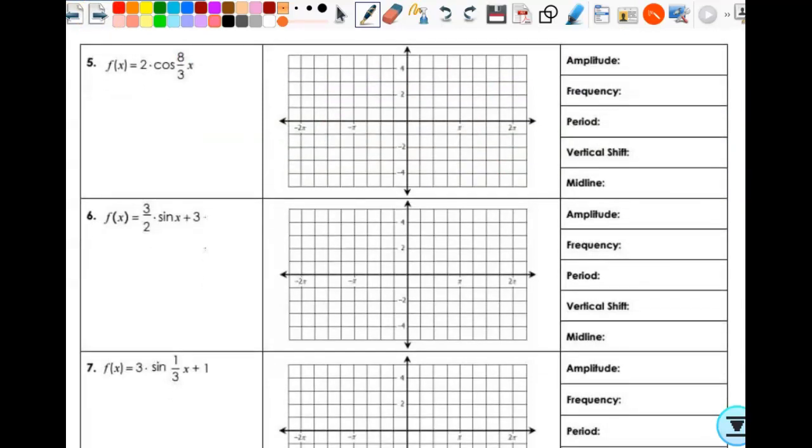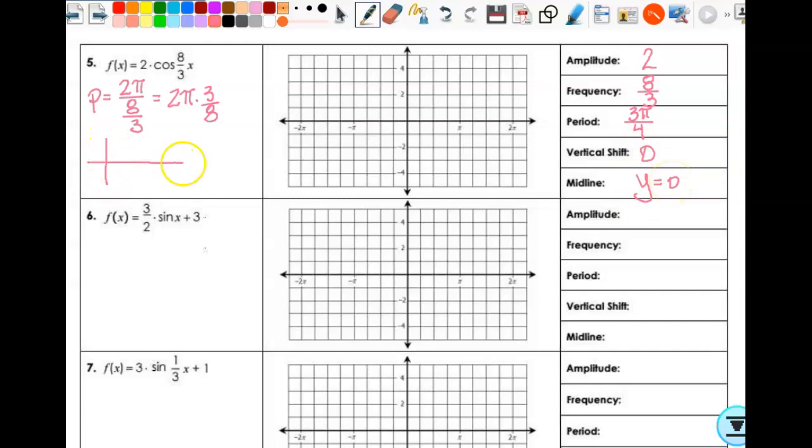My amplitude here is 2. What's the frequency? 8/3. So the period would be what? The period is 2 pi divided by 8/3. So that is 2 pi times 3/8, which is 3 pi fourths. I do not have a vertical shift, so my midline is y equals 0.